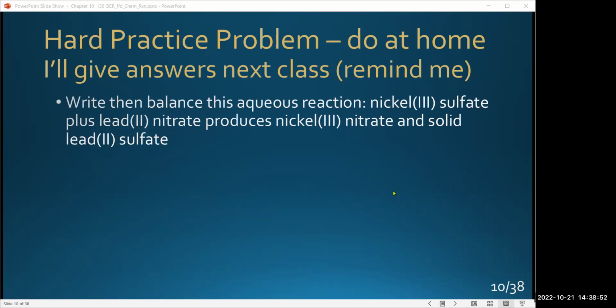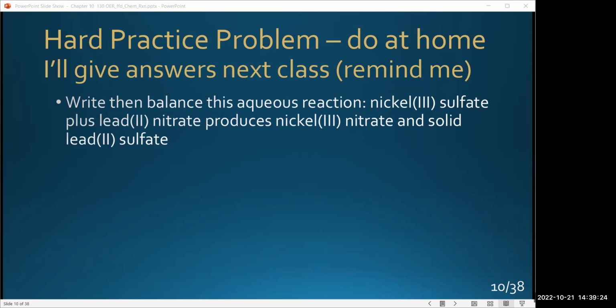We have nickel(III) sulfate plus lead(II) nitrate produces nickel(III) nitrate and solid lead(II) sulfate. Okay. It looks complicated, but I'm a big advocate of taking complicated things and breaking them down stepwise. So let's break it down. Let's first write these compounds and then put them together to write the formulas.